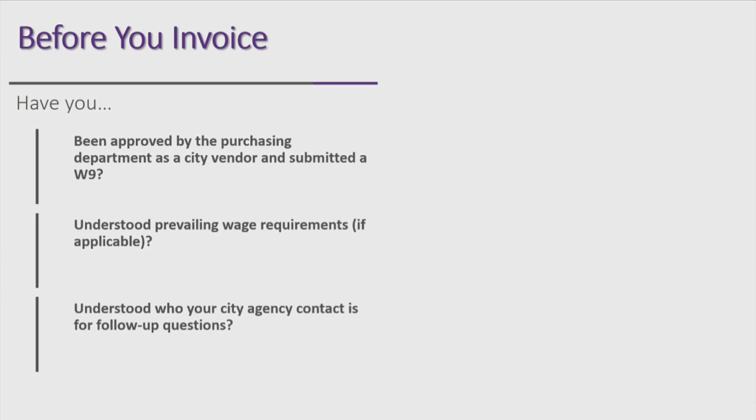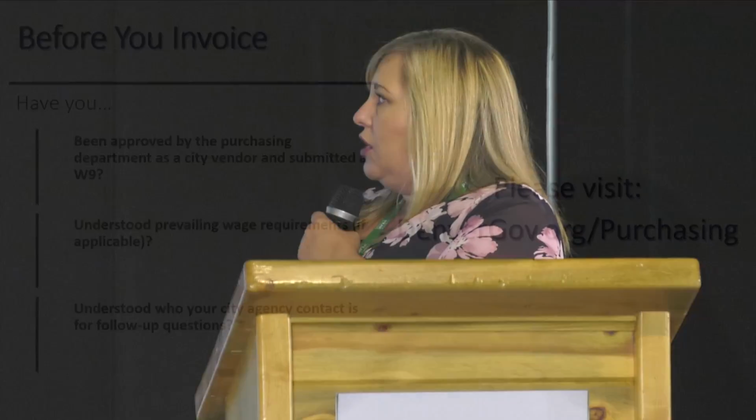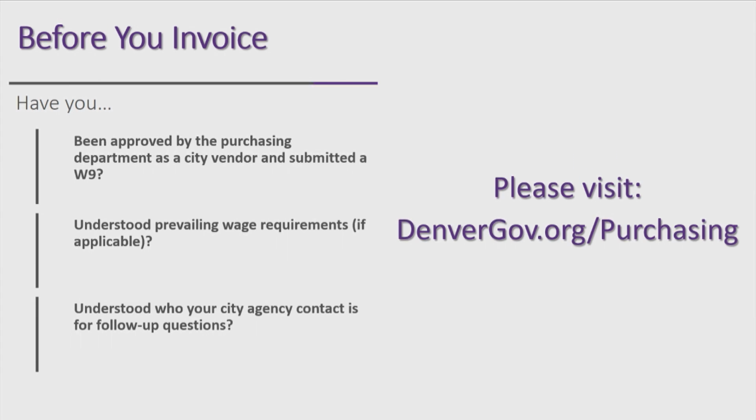And have you understood who your agency contact is for follow-up questions? Even though we do have a centralized AP department, your main point of contact will be the agency you're doing business with, whether that's the Public Works Department or another city department. That would be the agency that you would most likely be in contact with. And just as a reminder, there is a website, denvergov.org/purchasing, that will give you the contact information and people that you need to speak with in order to get set up as a vendor.